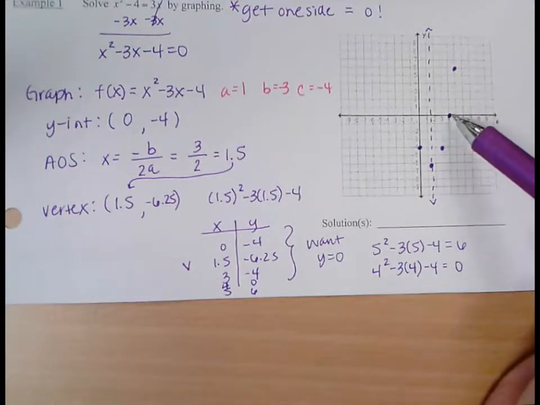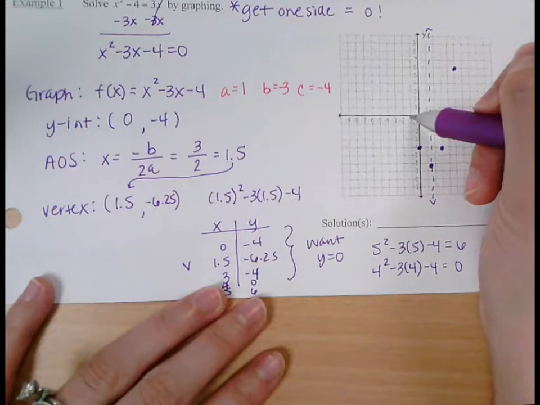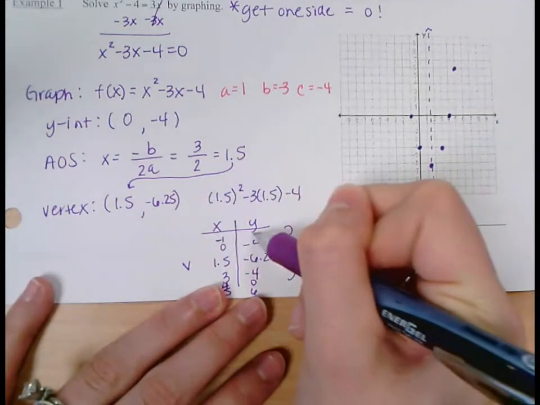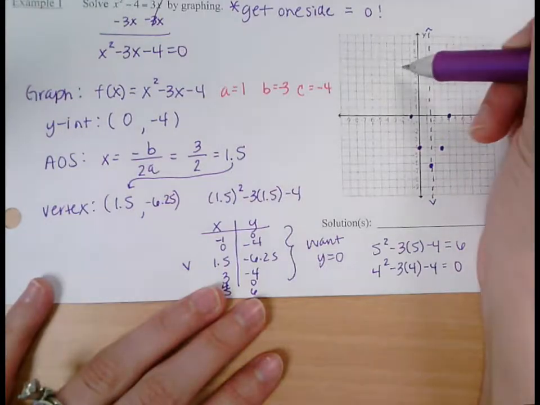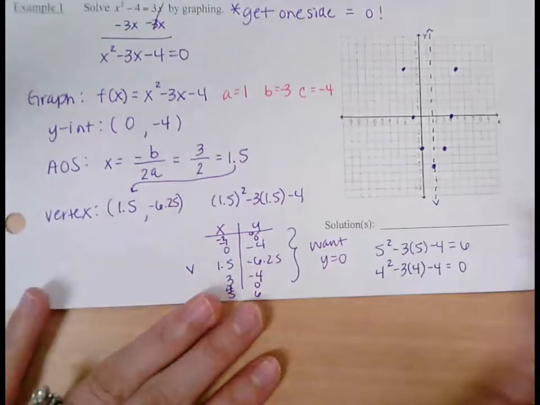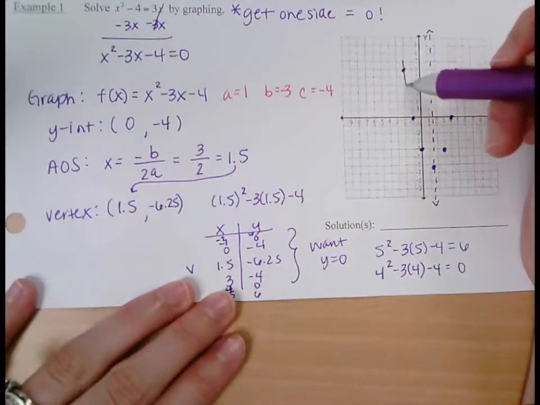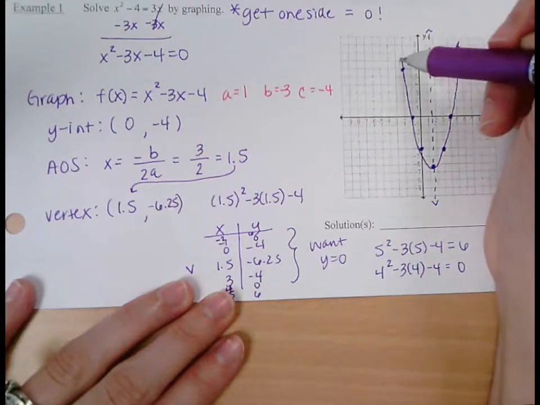And if I reflect that over, what other x value has a y value of 0? Negative 1. And I could, since I did graph it, if I reflected the 5, 6 over, it would be at negative 2, 6. Okay, so I can draw in my parabola. I have my x-intercepts.